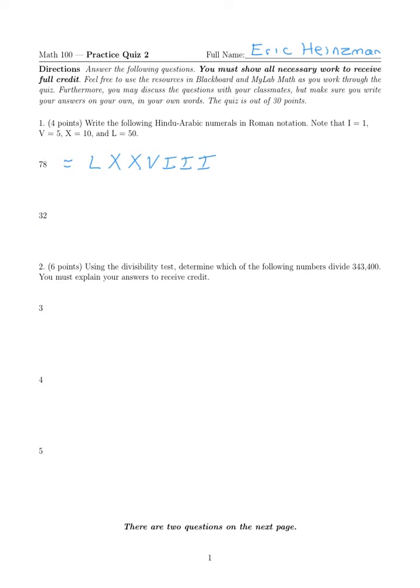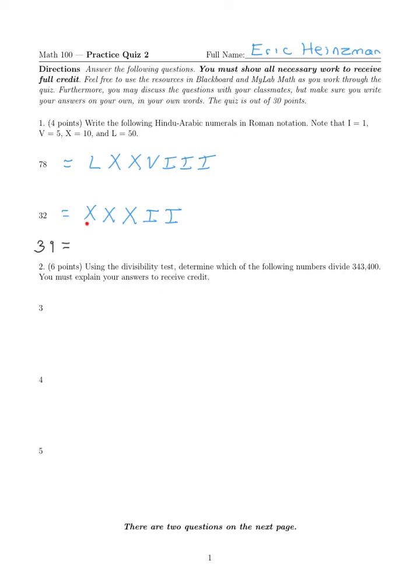For 32, so I don't want to use 50, I can count by 10 until I get to 30. So I can say, all right, X is 30, and then to get 2, I can just do I for 1, 2. I think I'll include one more. What if it was 39? What about this? How could I write this as Roman numerals?